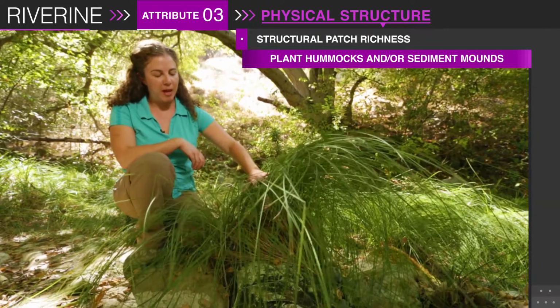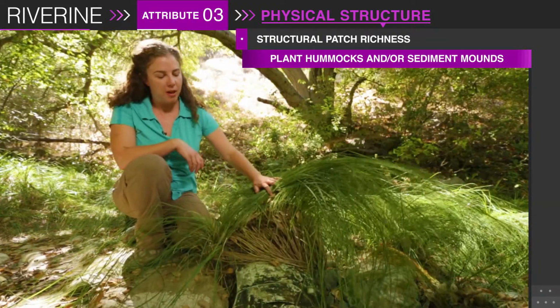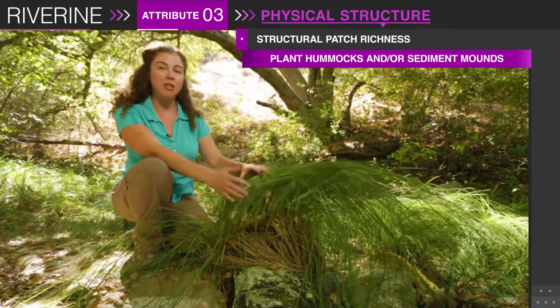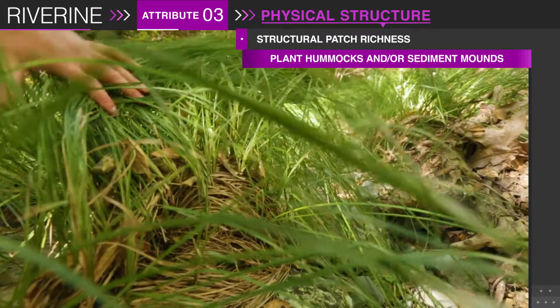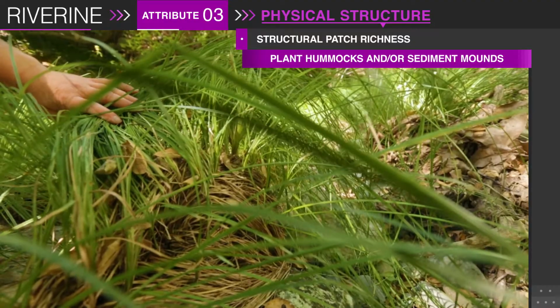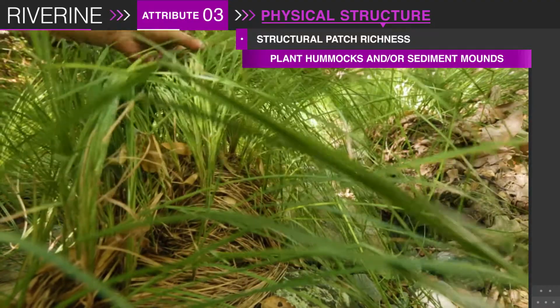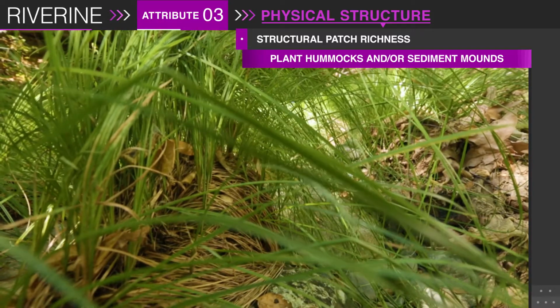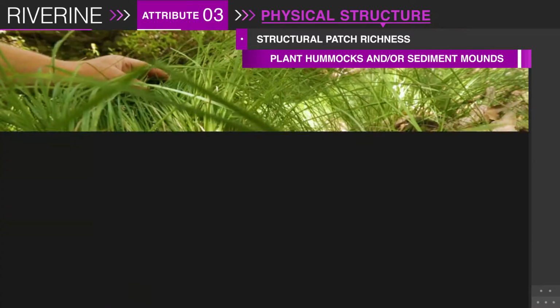They are created by the collection of sediment and organic material around plants such as sedges. This forms a mound-like structure, usually less than a meter high, that adds to topographic complexity and overall physical structure.